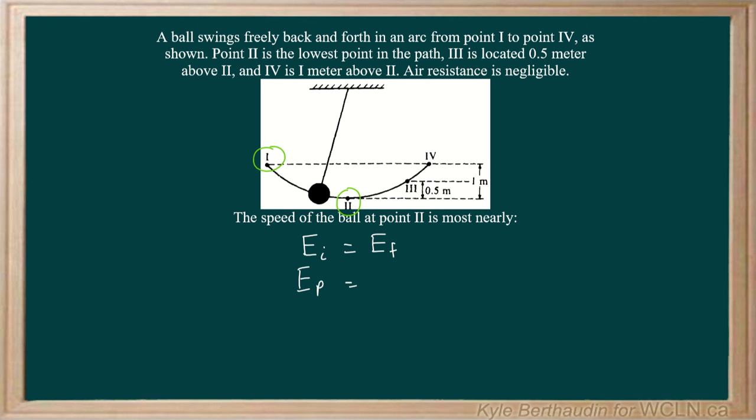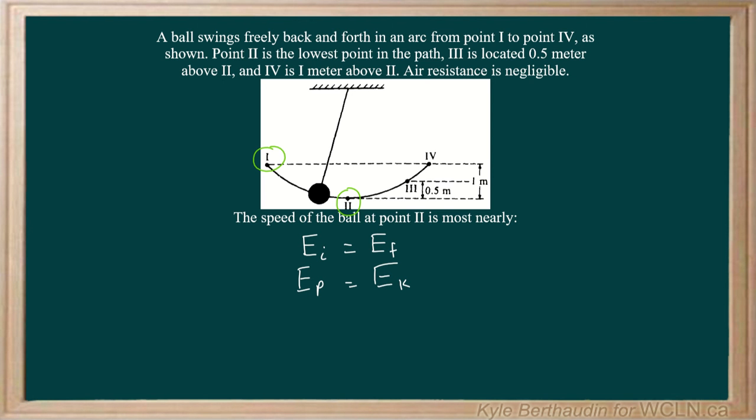And the final energy, or after it's released, right at the bottom of the trajectory by point 2, the ball does not have potential energy anymore, but it has kinetic energy, EK. So we want to find the speed of the ball at point 2.